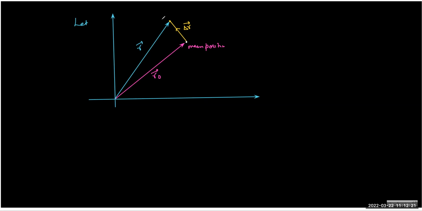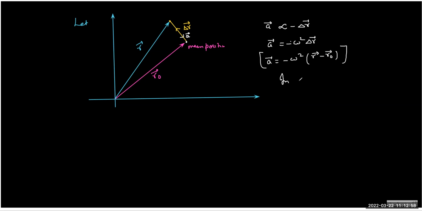If the acceleration developed is in this direction and is proportional to this displacement, we can say it's a simple harmonic motion. So we can write a proportional to minus delta r, or you can also write this as a equals minus omega square times (r minus r naught).